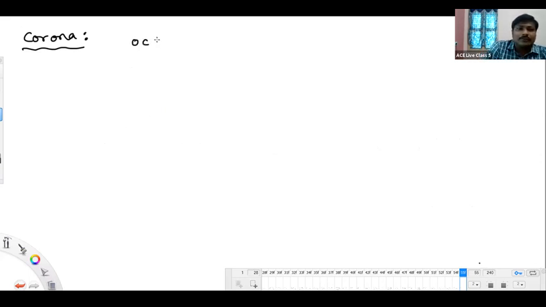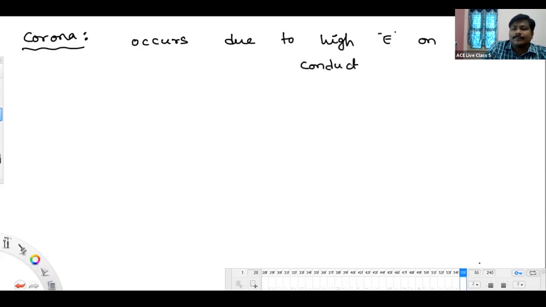So corona occurs due to high electric field intensity on the conductor surface. Next term.